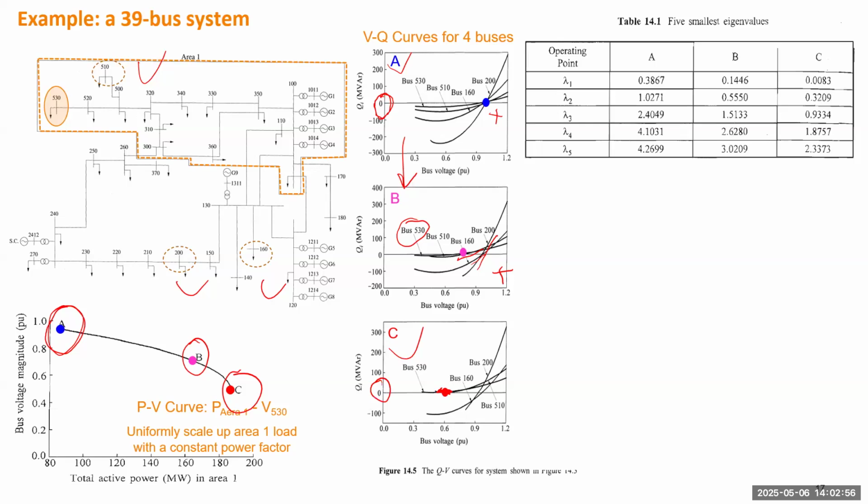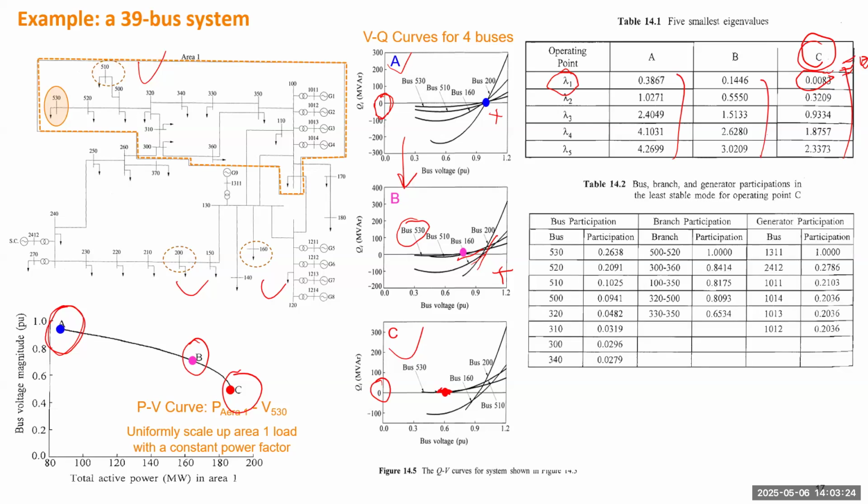If you calculate the eigenvalues, we can pick the smallest 5 eigenvalues. Definitely for each condition, you have a group of eigenvalues. At the critical condition, you see the smallest eigenvalue, lambda 1, is very close to 0. That indicates a critical condition.